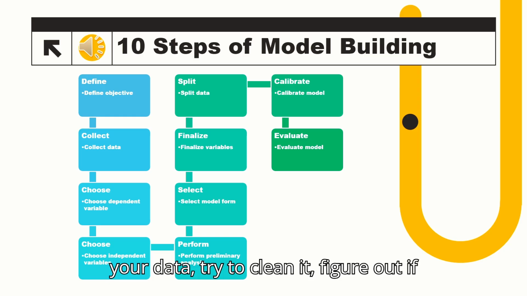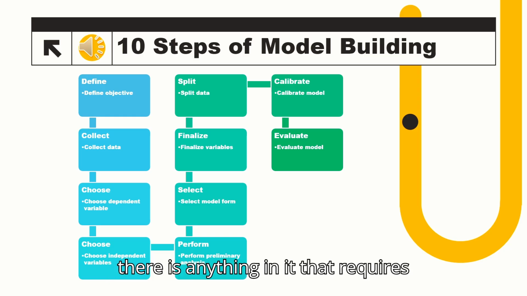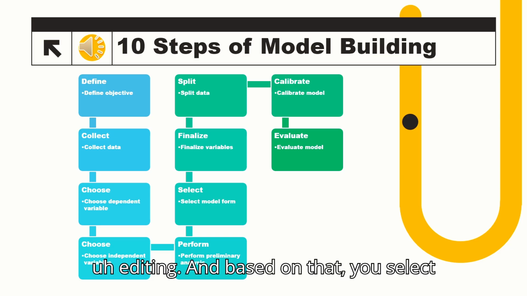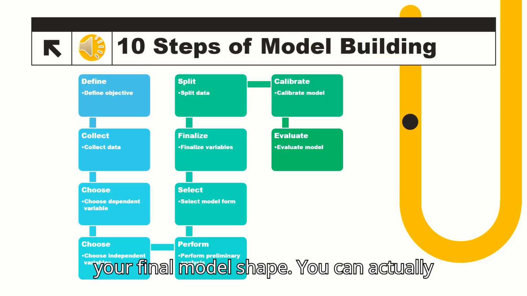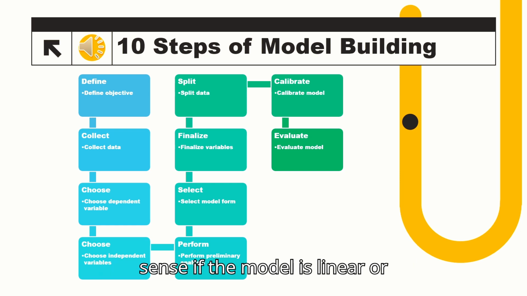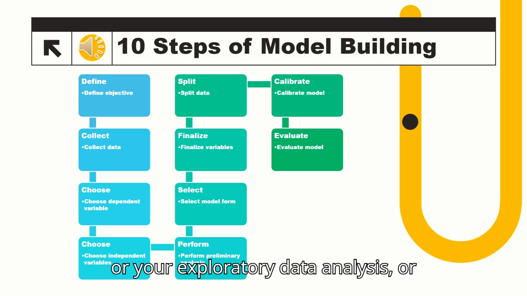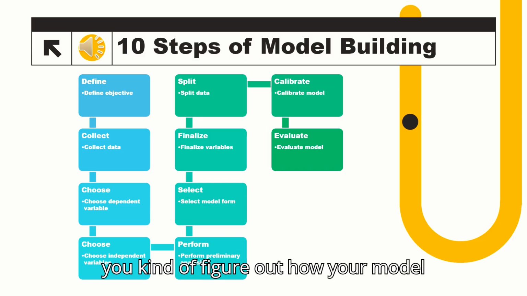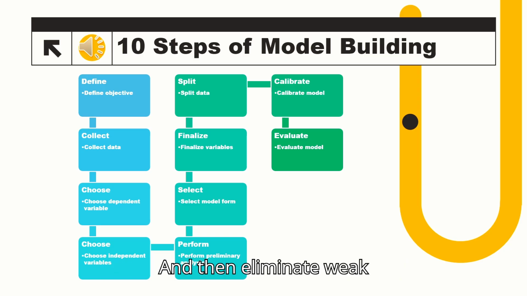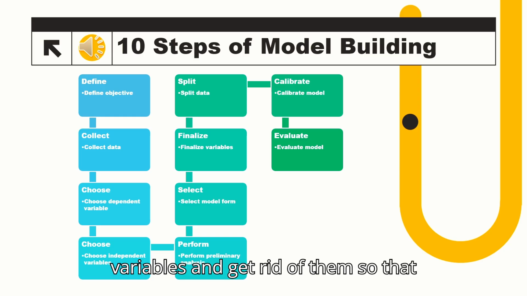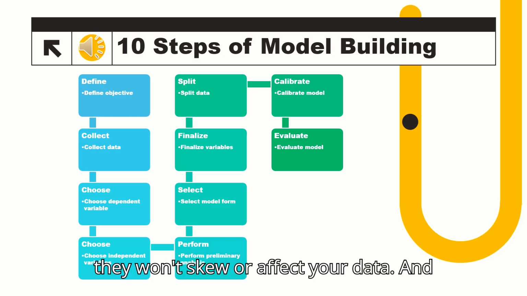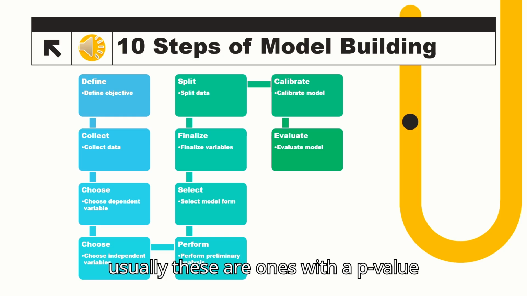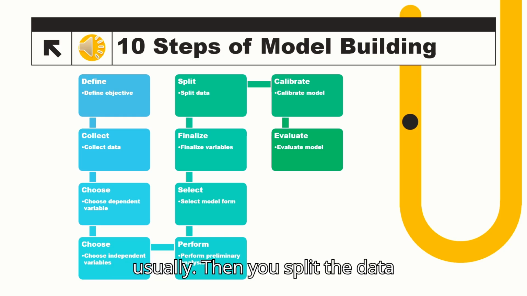Then explore your data, try to clean it, figure out if there is anything in it that requires editing. And based on that, you select your final model shape. You can actually sense if the model is linear or nonlinear, quadratic, and so on, just from the shape of the data, or your exploratory data analysis or your ANOVA. So once you do these, you kind of figure out how your model would look like. And then eliminate weak variables and get rid of them so that they won't skew or affect your data. And usually these are ones with a p-value greater than 0.05, usually.